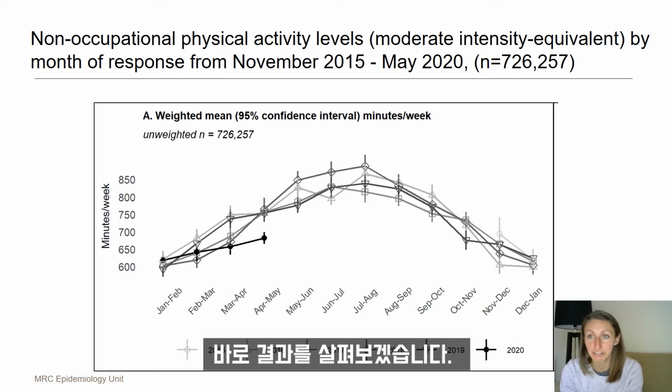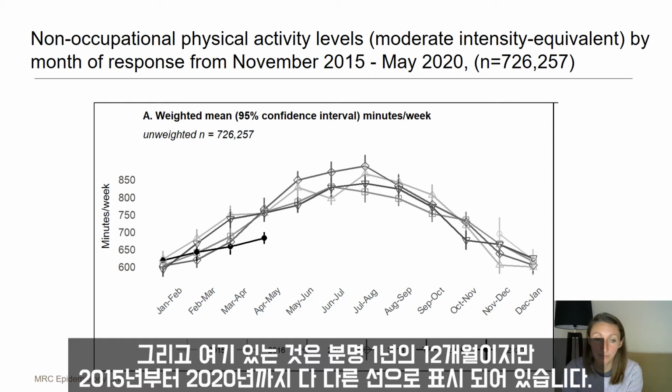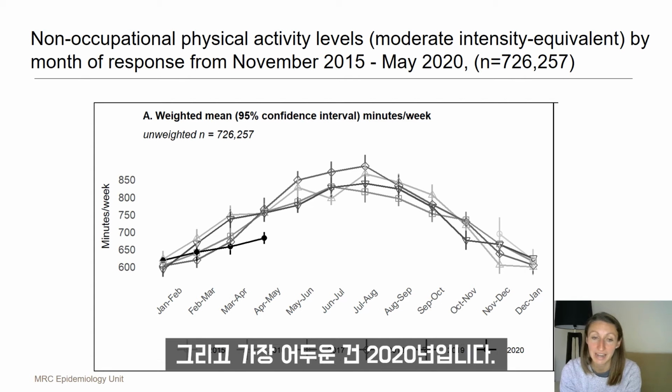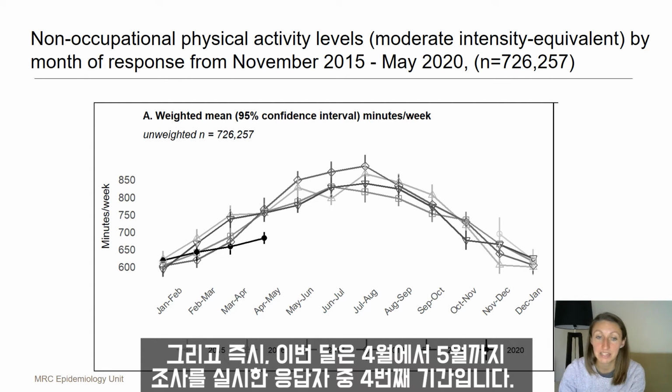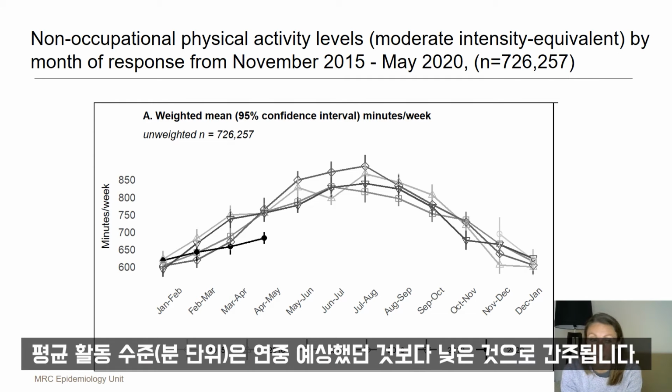Jumping straight into the results, I'll just show you this overview of mean activity levels over the 5 years of data collection. What we have here is the 12 months of the year, but different lines for the different years from 2015 to 2020, with the lightest colour being 2015, furthest away from now, and the darkest being 2020. And immediately you can see that this month, the fourth period of the year, respondents that took the survey in April to May, so their recall period was that March to April lockdown, that the activity levels, mean minutes per week, are considerably lower than we'd expect for that time of year.